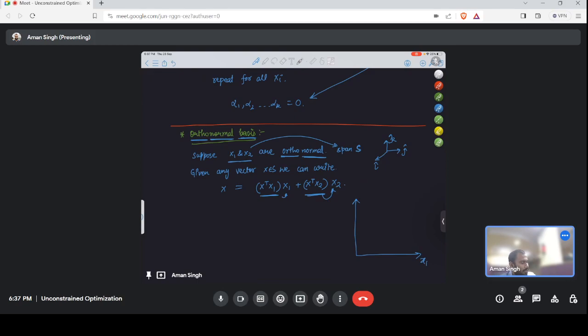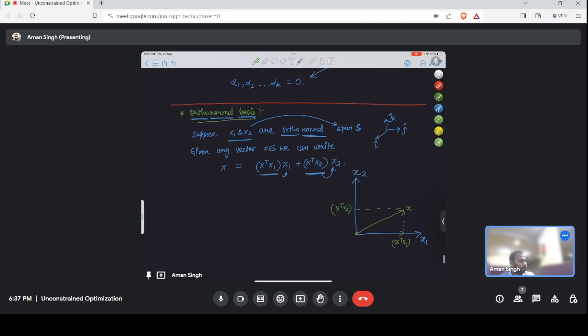Let's say this is x1, x2. Their magnitude is 1 and they are perpendicular to each other. Then let's say any x can be written as x transpose x1 times x1 and x transpose x2 times x2. This is where you can write it. For writing this, we require orthonormality, that x1 and x2 should be orthonormal.